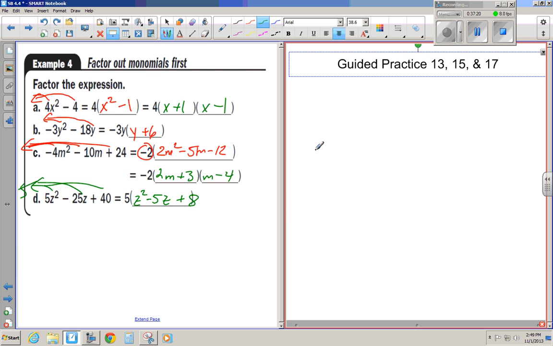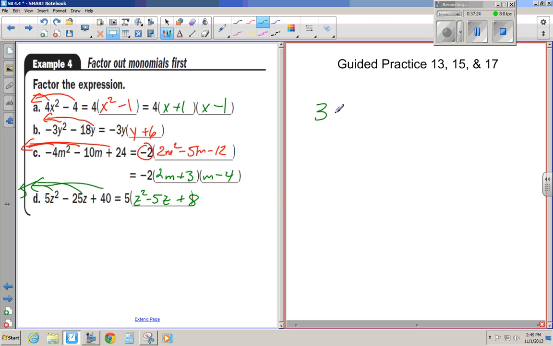All right, let's do some guided practices. Let's look at number 13. 3s squared minus 24. These are not perfect squares, but they can all be divisible by 3. So take out a 3, and let's see what we get.